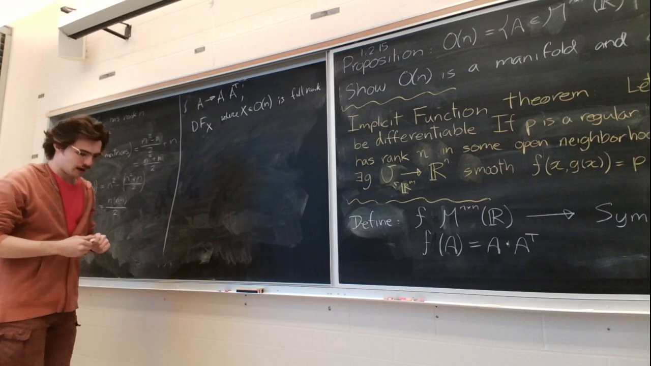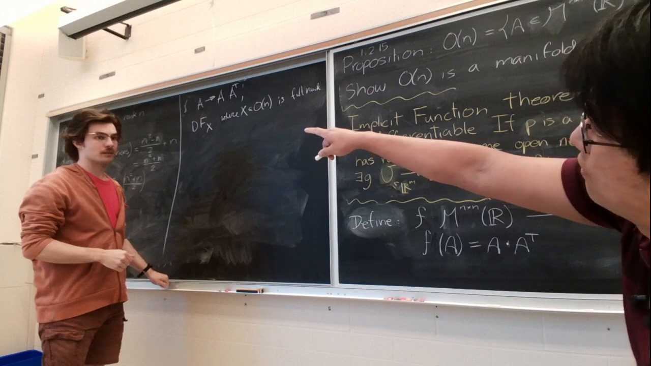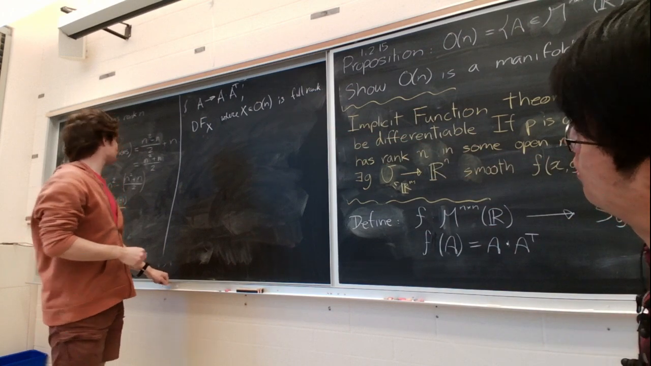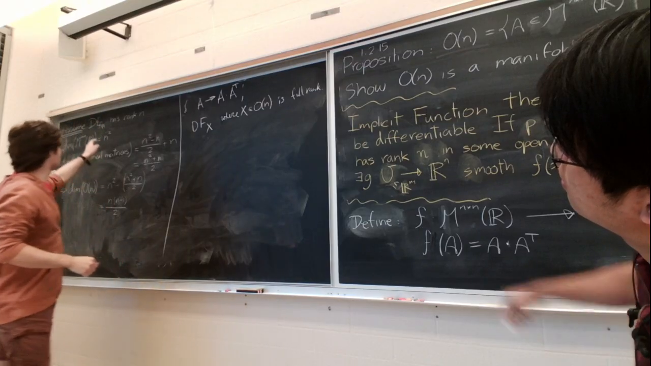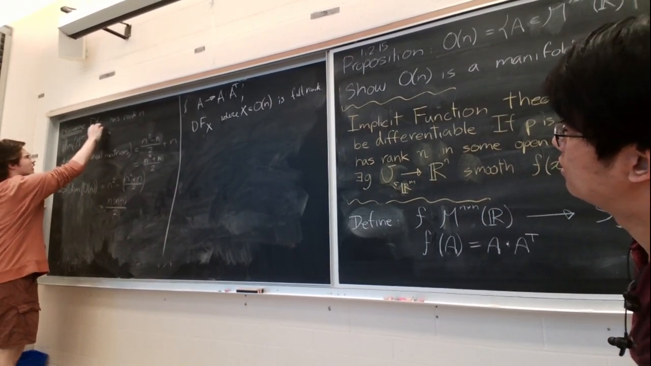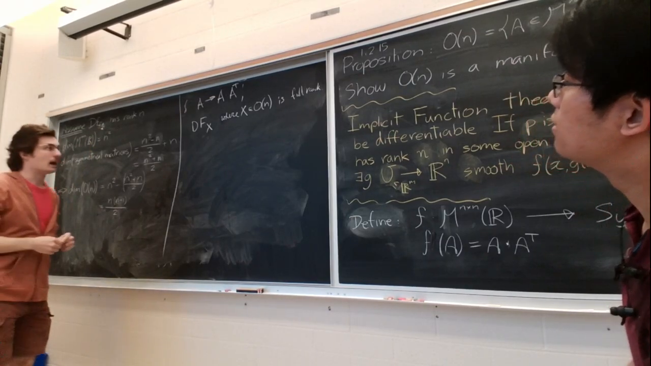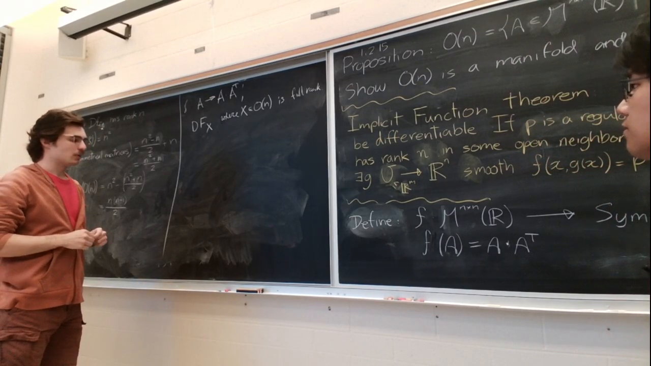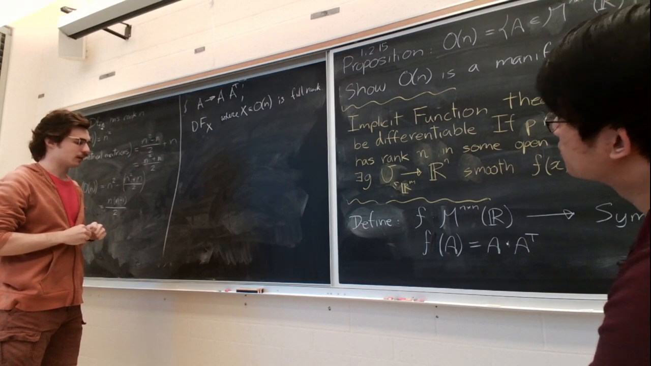Made a small mistake. DF of F inverse of P, it should be like A inside of ON, no? F inverse of the identity. Okay. That's it. I want to show that this is full rank. Okay, let's see, how can I do this?